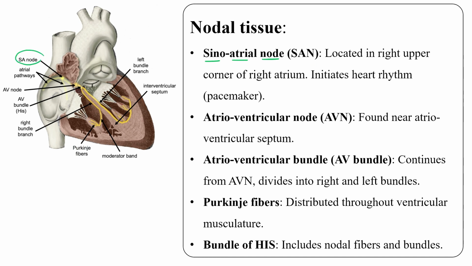This one is the SA node. Where is it located? As you can see, this is the right atria, right ventricle, left atria, left ventricle. It is located in the right upper part of the right atrium. This SA node is important to initiate the heart rhythm, so it is also known as the pacemaker of our heart. It is present in the right upper corner of the right atria.